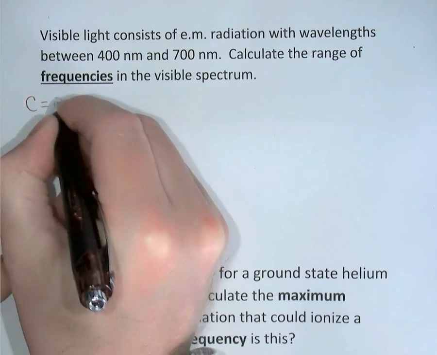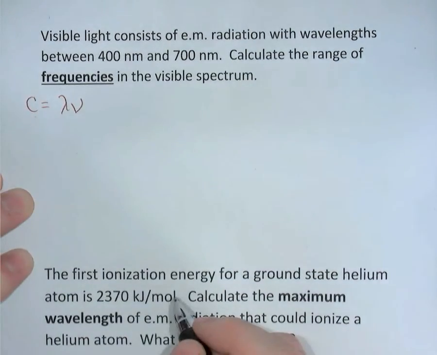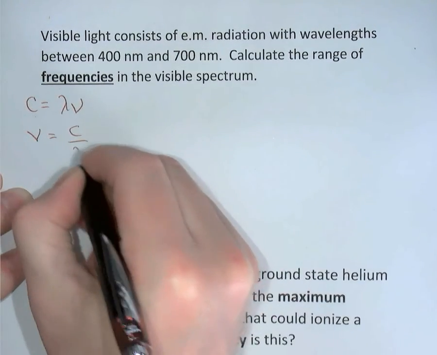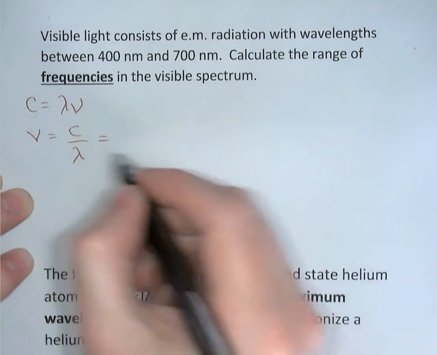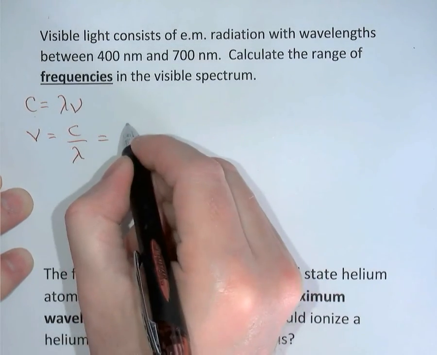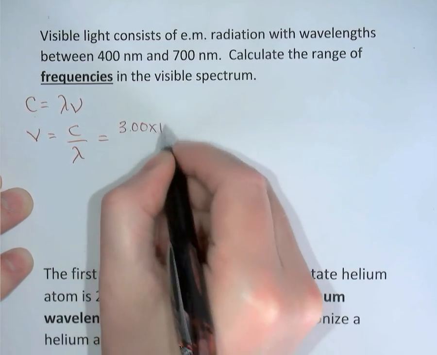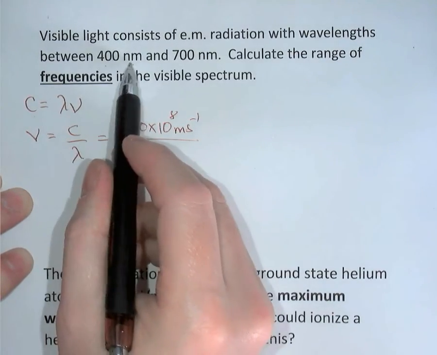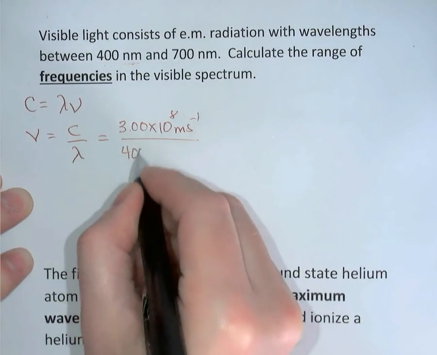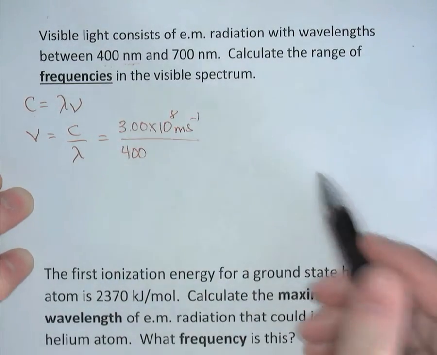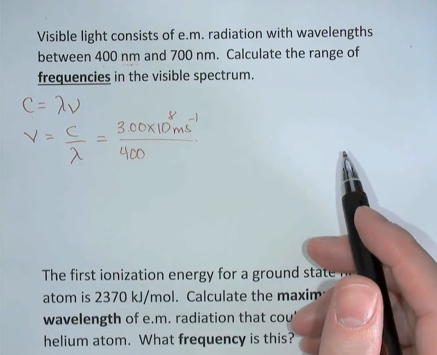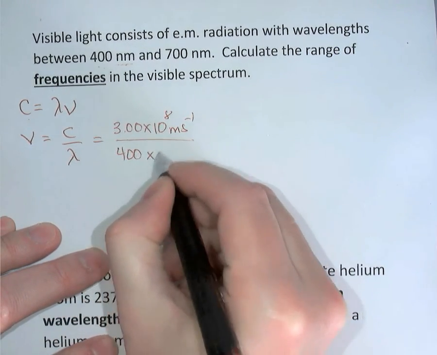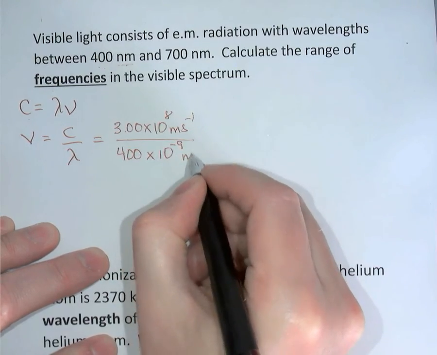So we're going to take our equation c equals lambda nu, and we're just going to solve for frequency. So frequency equals c divided by lambda. So using the first wavelength, we'll get 3.00 times 10 to the 8 meters per second divided by 400 nanometers. Nanometers we're going to have to deal with in our data booklet, it's page 2 or 3 at the bottom. The prefixes are shown there, and nano means 10 to the minus 9 meters.